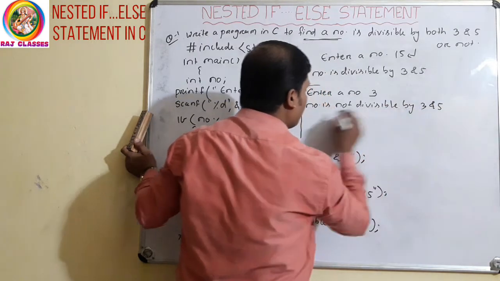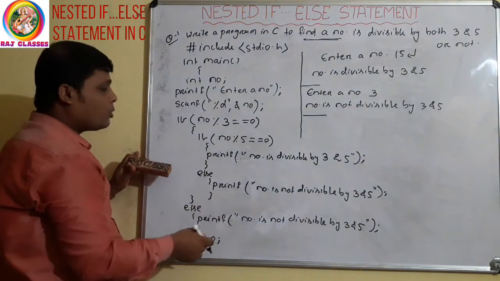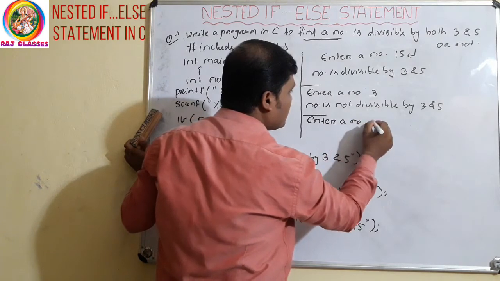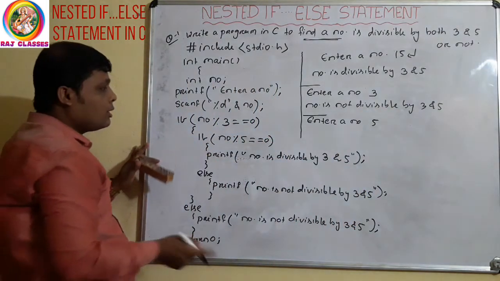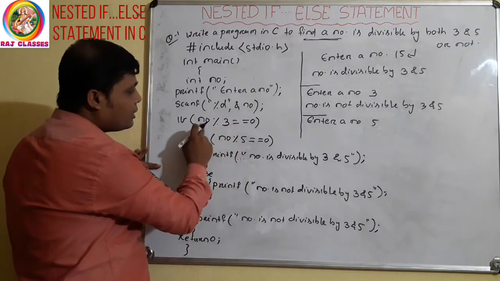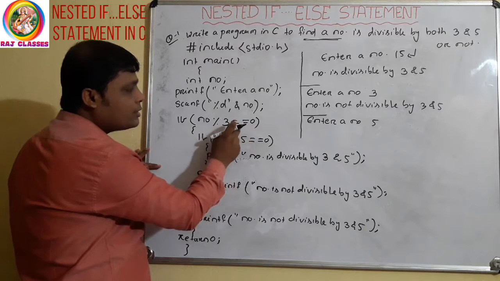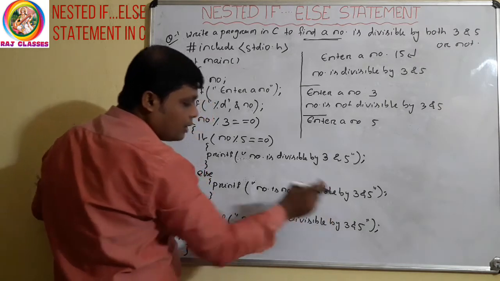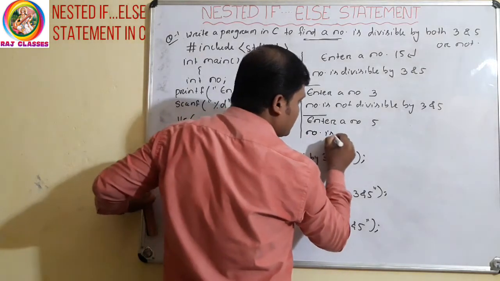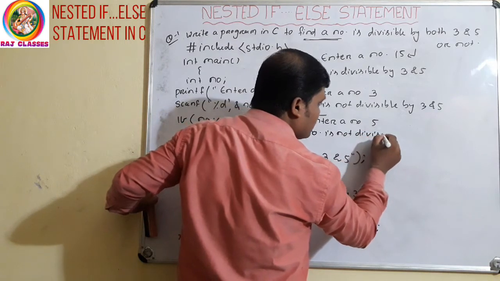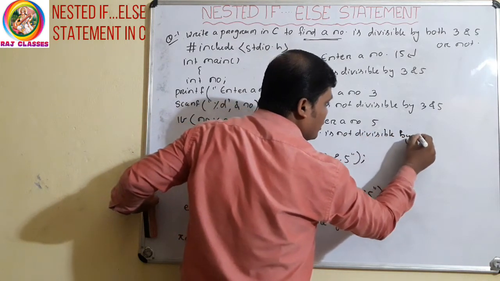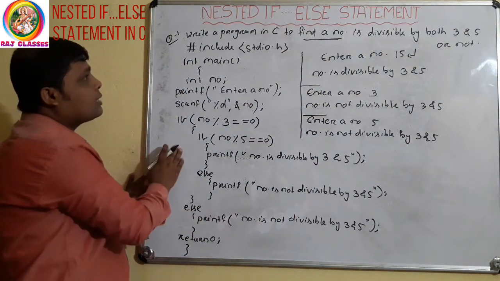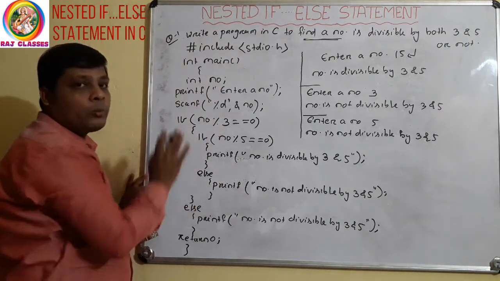Clear? Suppose third time I run this program. What will happen? It will again ask to enter a number. Suppose I am inputting 5. Again, it will check number % 3 equals 0. The condition is false. It will directly go to this else part. Again, it will print "Number is not divisible by 3 and 5". All of you understood? Clear? This is how you will use nested if else in your program.